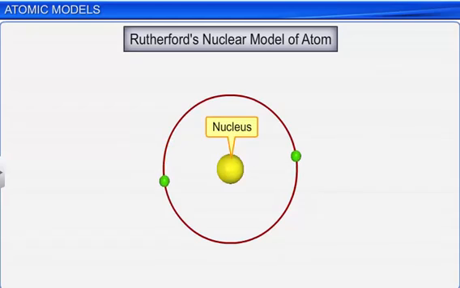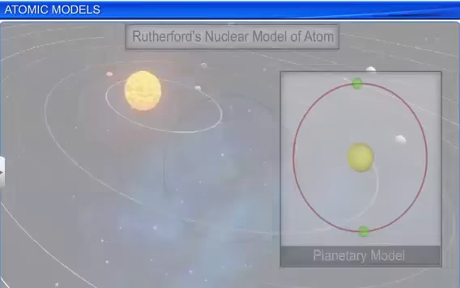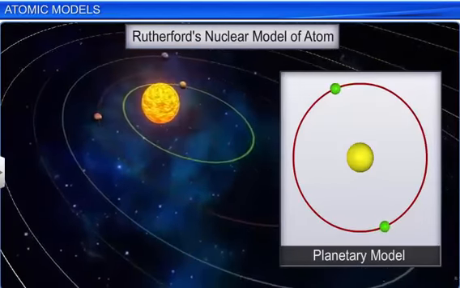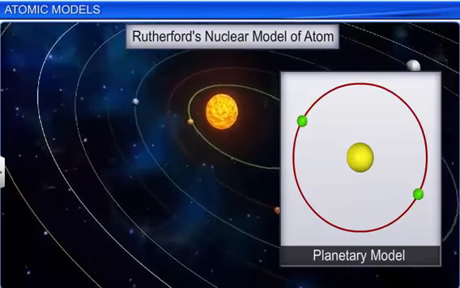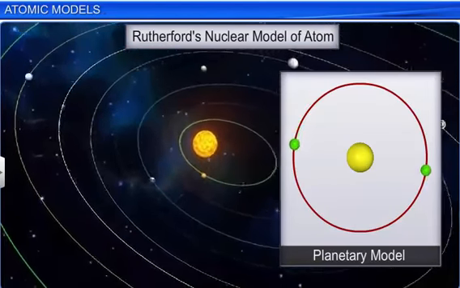They revolve around the nucleus with high velocities in circular paths, so as to counterbalance the electrostatic forces of attraction between the protons and electrons. Electrostatic forces of attraction hold the electrons and the nucleus together in an atom. As electrons move in circular paths around the nucleus, just like planets revolve around the sun in the solar system, Rutherford's atomic model is also called planetary model.